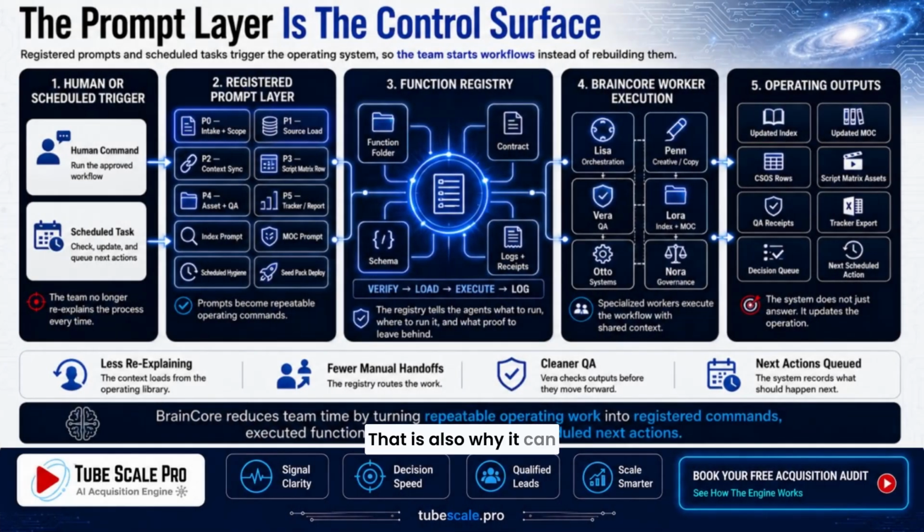That is also why it could run without you babysitting every step. Instead of re-explaining the process every time, the work runs as repeatable commands. The system loads the context, it runs the step, it logs what it did, and it queues what should happen next. That means less re-explaining, fewer dropped handoffs, cleaner QA, and fewer manual rebuilds. Your team starts the work instead of recreating the process every time.